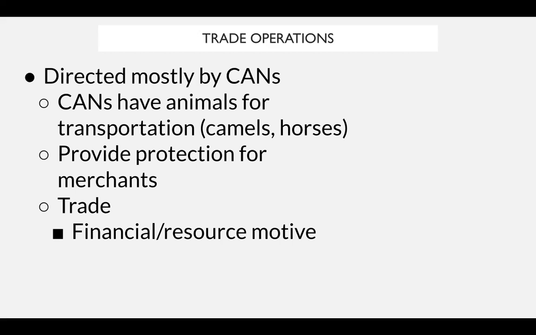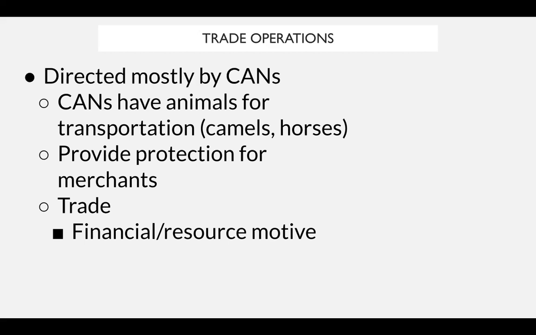So oftentimes we will see Central Asian nomads have a financial slash material motive for involving themselves in the exchange of goods. And oftentimes they might buy something in China and then take it to another place, to say some place like Samarkand, as we'll talk about later, and they will kind of foster this exchange of goods.